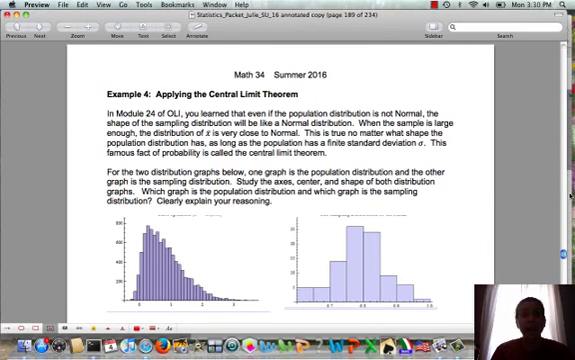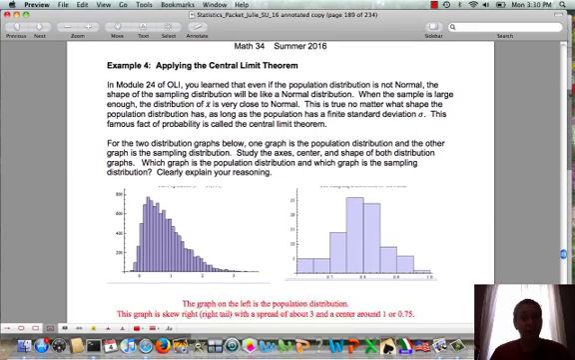This is Unit 10, Example 4, Applying the Central Limit Theorem. So in OLI, you'll read about the Central Limit Theorem. It tells you that even if the population distribution is not normal, the shape of the sampling distribution will be a normal distribution when the sample size is large enough.